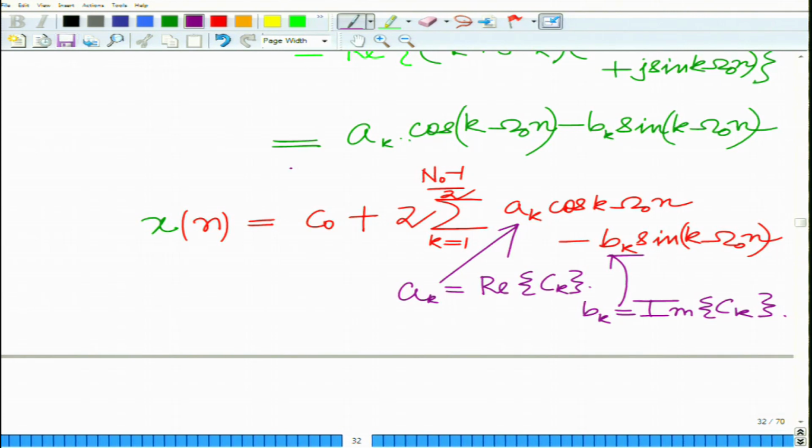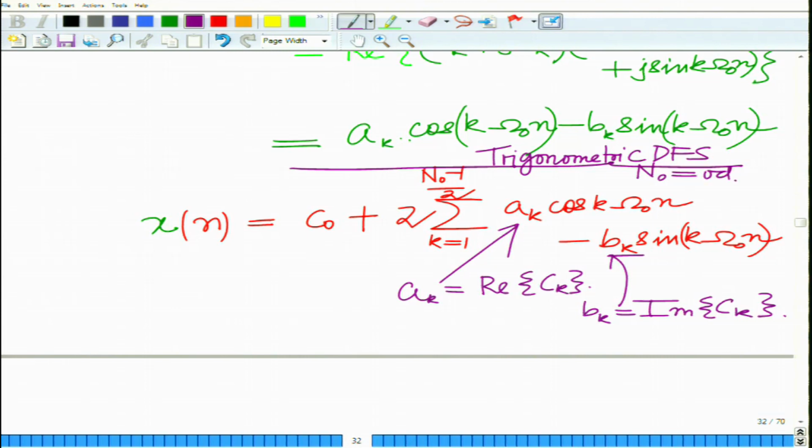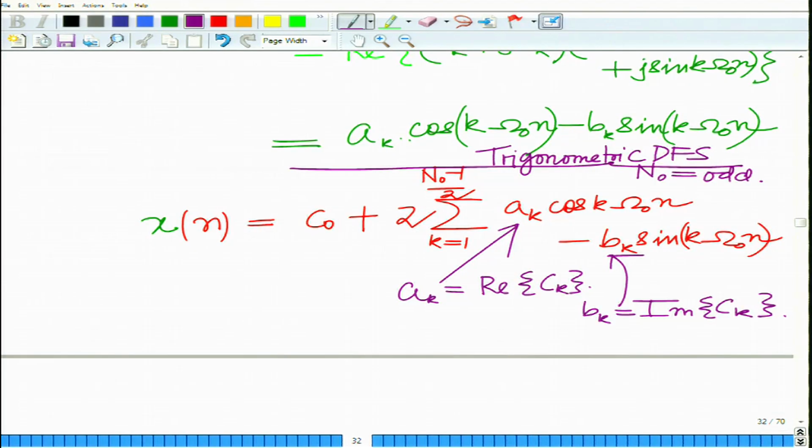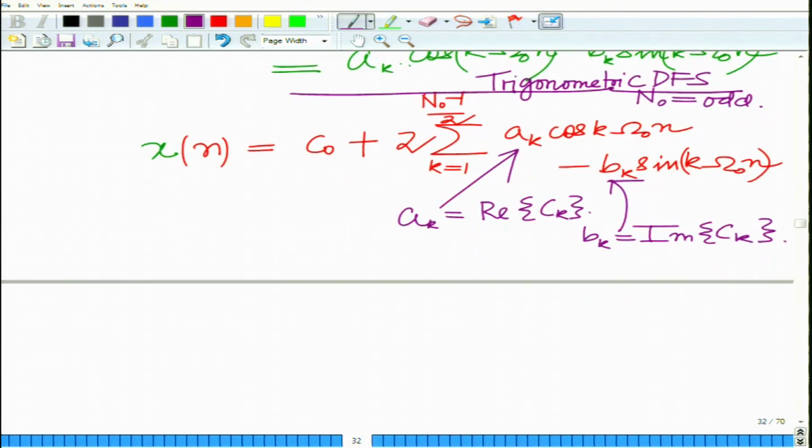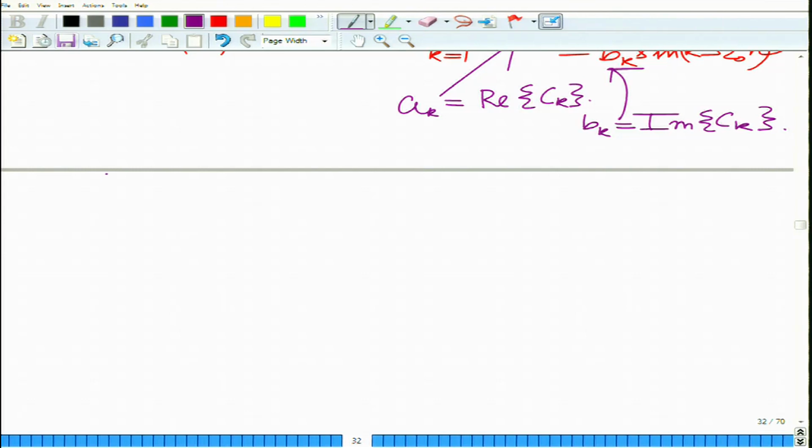This is basically your trigonometric discrete Fourier series, but remember this is when N naught is odd. Similarly, you can find the trigonometric discrete Fourier series when N naught is even. In that case, N naught minus 1 will be odd, so you cannot apply the same technique. So, that brings us to the next problem, which is problem number 4.